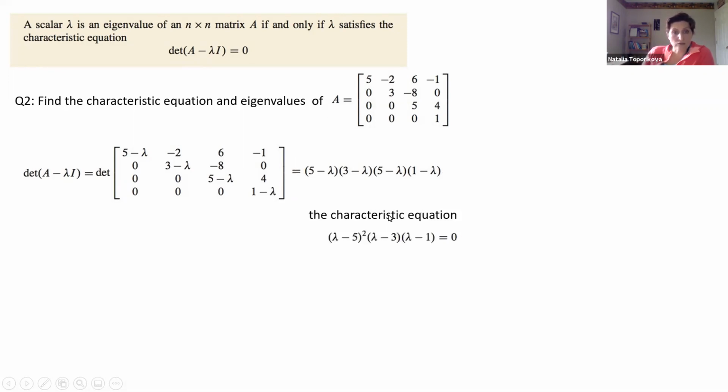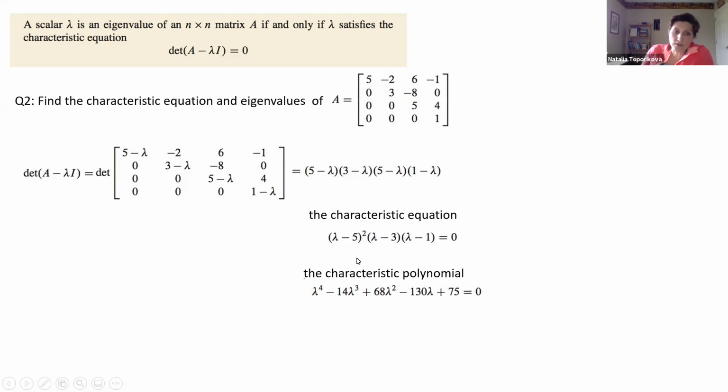And our characteristic equation is taking this determinant and setting it equal to 0. That's an example of a characteristic equation. Again, we have a 5 minus lambda listed 2 times, so I raise it to the power 2. Sometimes it can be useful to write it down in terms of a polynomial instead of the product of differences, and in this case, it's called a characteristic polynomial.